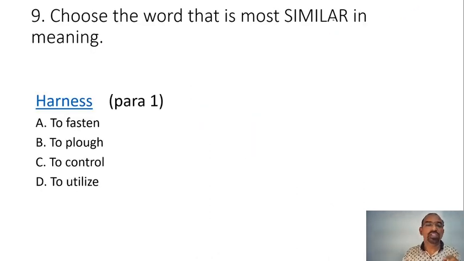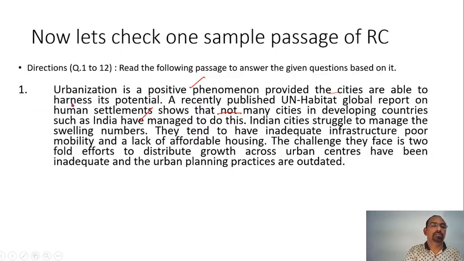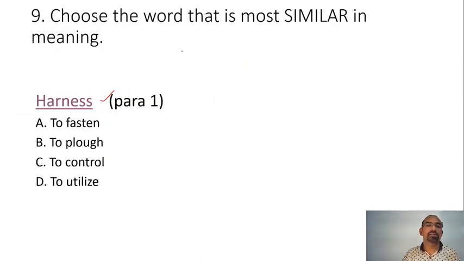Choose the word that is most similar in meaning. Harness, paragraph 1. Go to paragraph 1. Look at the word here, harness. Urbanization is a positive phenomenon provided the cities are able to harness its potential. Harness means to control. Let us check the meanings there. Harness, similar meaning, which means synonym: to fasten, to plough, to control, to utilize. So, to control. This is the answer.